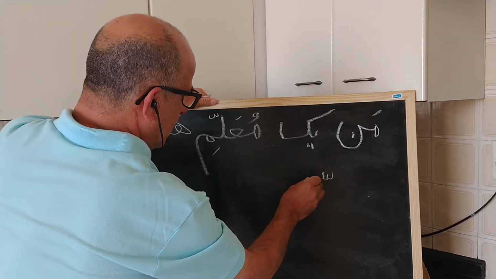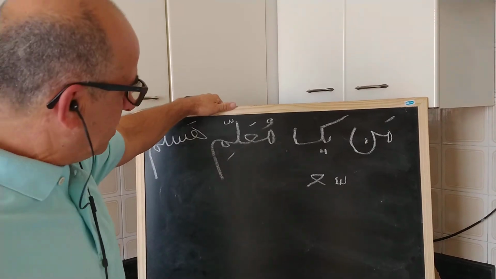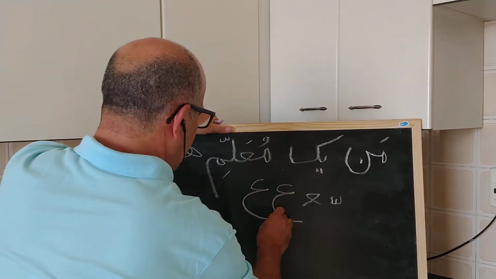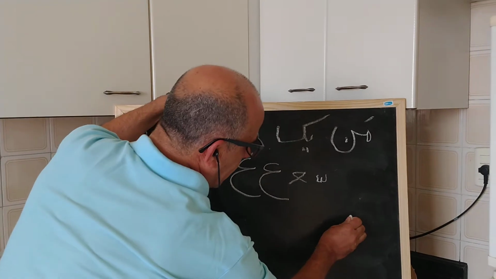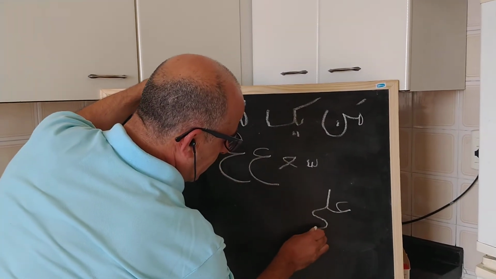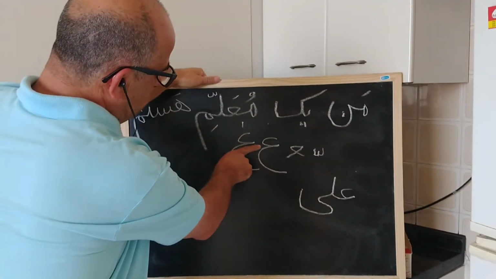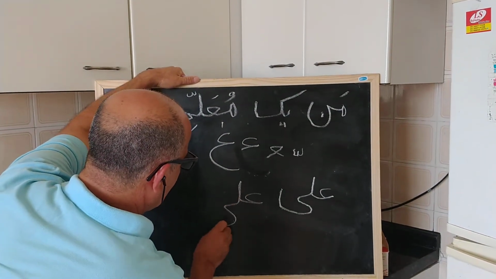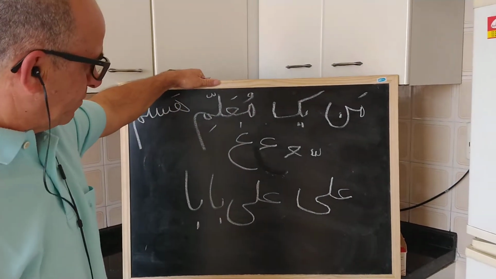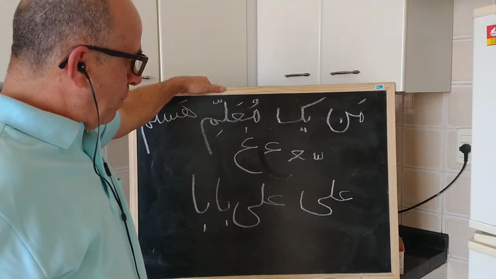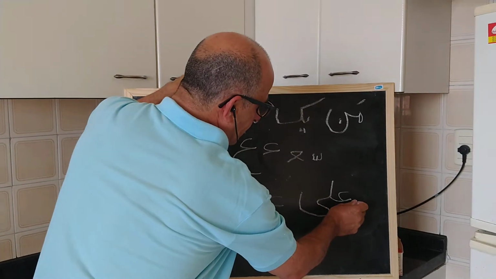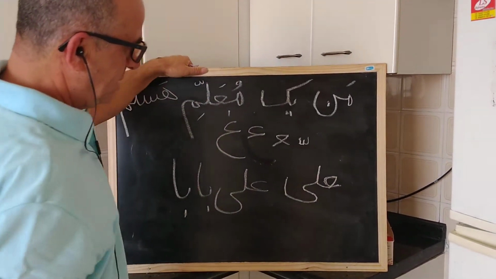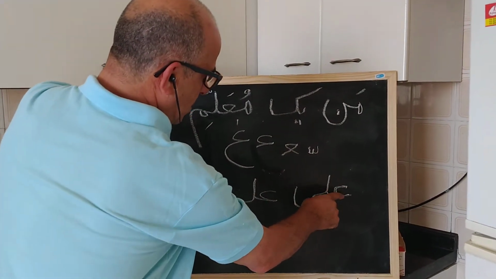And this, like this triangle. Okay, this is ayn. When we start, like Ali, we drop this, it becomes Ali, like Ali Baba. But when it's in the middle, it becomes like this, and then it turns back. Okay? So like Ma'alim.